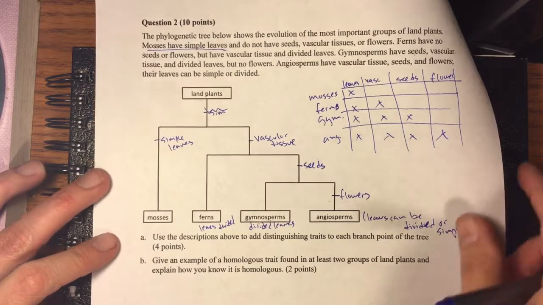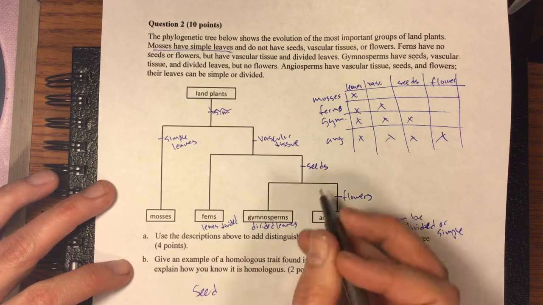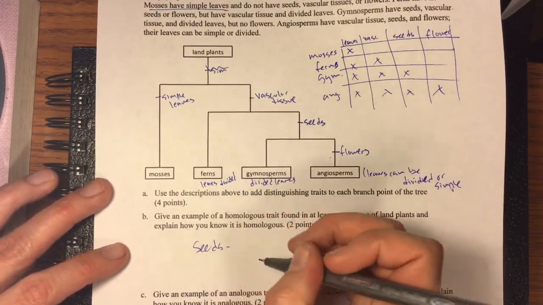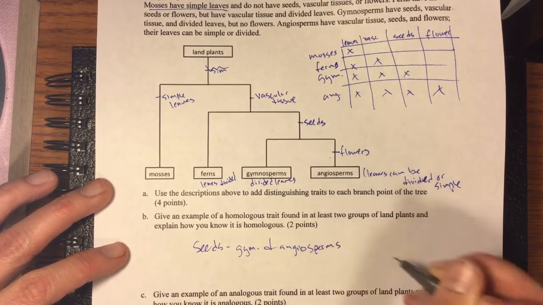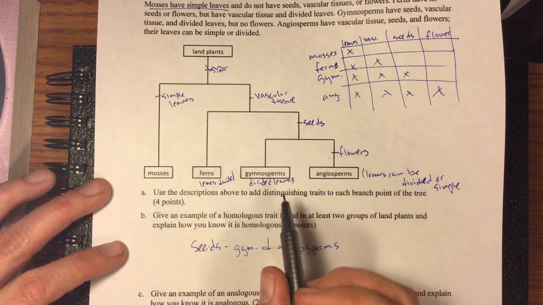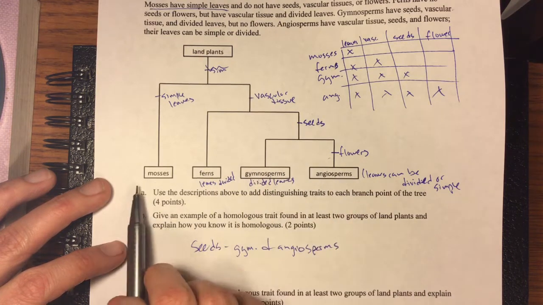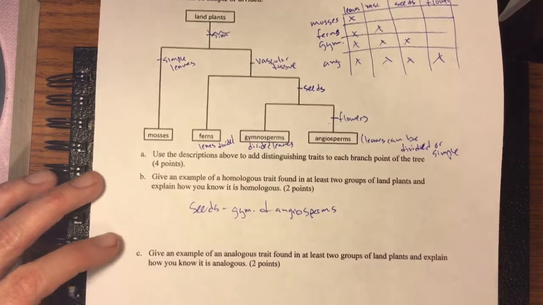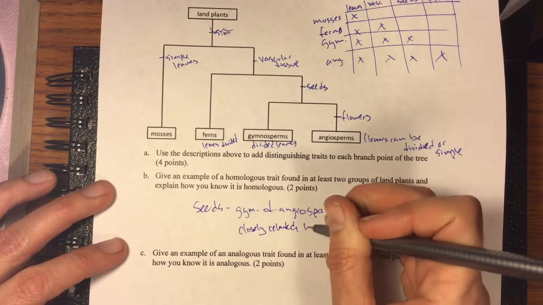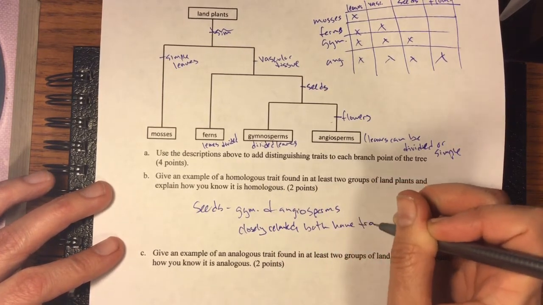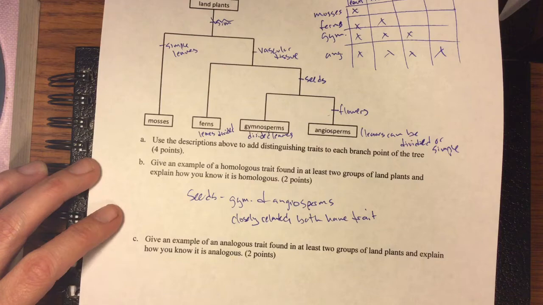Okay, give an example of homologous trait found in at least 2 groups of land plants. And we know it's homologous. So you could look at anything where 2 things are closely related and have something. So seeds are homologous in the gymnosperms and the angiosperms. Okay, so they both have it and they're closely related. You could even do ferns and gymnosperms both have vascular tissue. Ferns and angiosperms have vascular tissue. They all have leaves of some sort, something like that. Okay, how do you know it's homologous? They're closely related. They both have this trait. We don't know how they use them, but we know they both have them. And remember, in homology, we like to think about how they use them, but this is good enough.